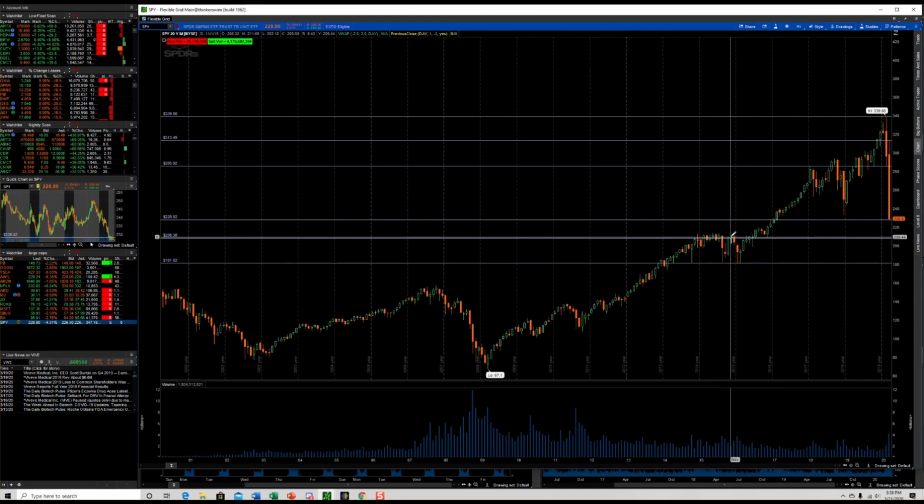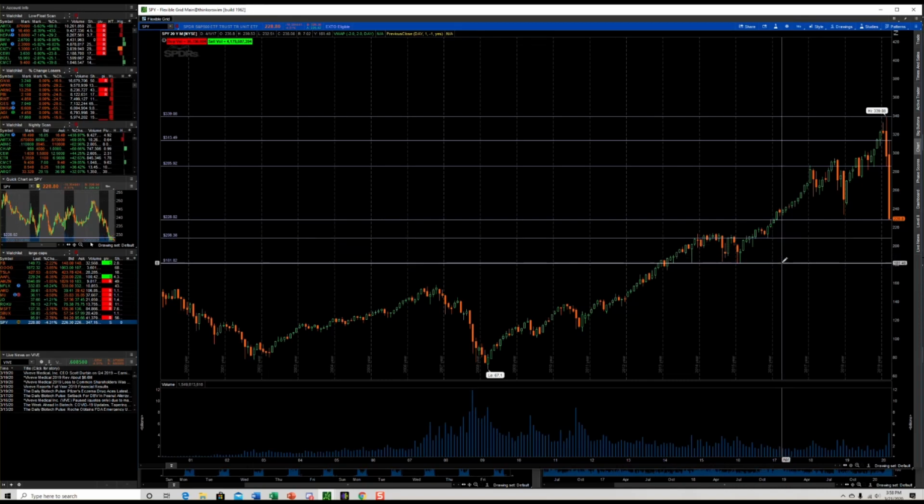Look at all this. So if it can't hold this, guess where it's going next? Right down here to 181. If it can't hold here, because this is where a lot of buyers stepped in, this is a super critical level.